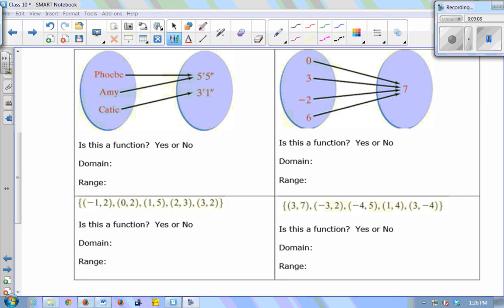Okay, so let's go over it. So we have Phoebe, Amy, and Katie, and their heights listed on the right, right? So the domain is the names, range is the heights. Is it a function? Yes. So each name goes to exactly one height. If I give you a name, you can tell me what height they are without any confusion. So yes, this is a function. What's the domain of that function? Phoebe, Amy, and Katie. And what's the range? 5, 5, and 3, 1.